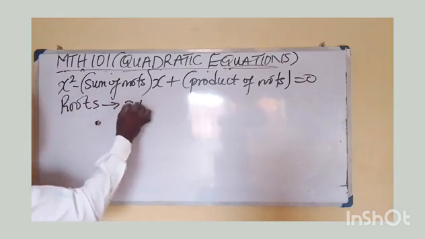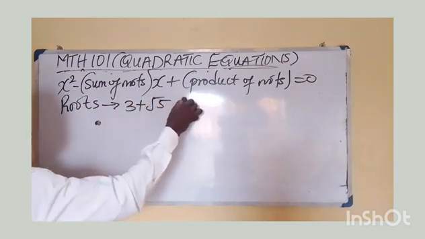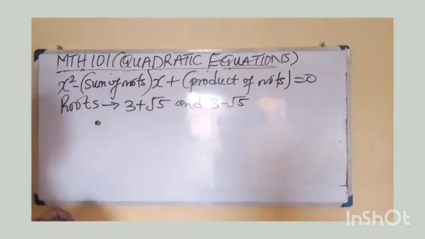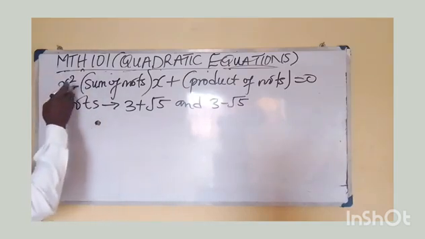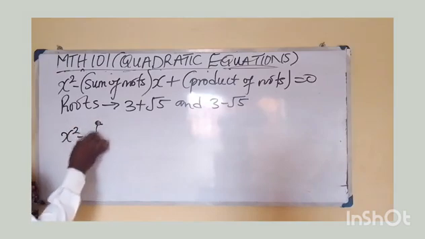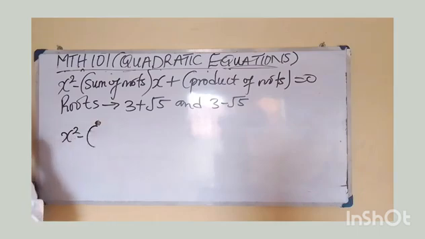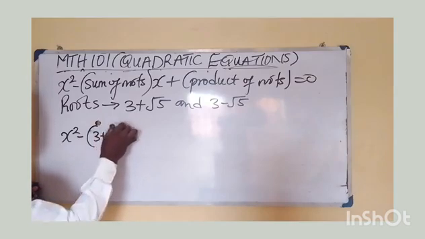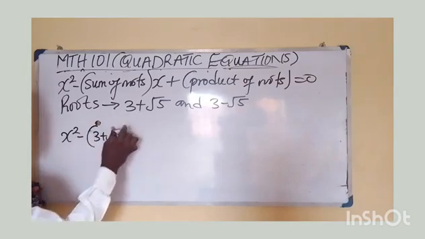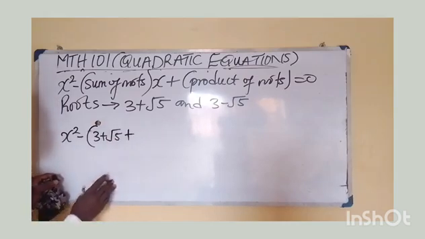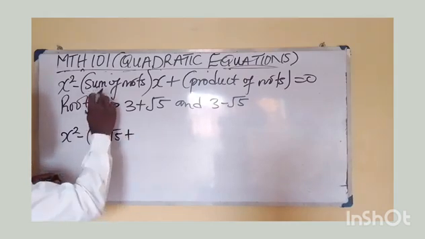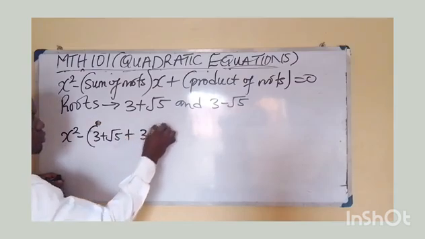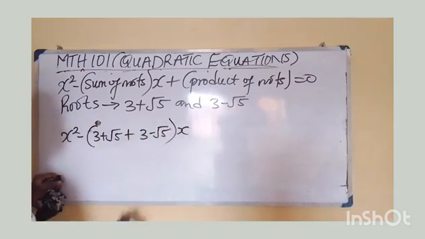Now if, for example, we are given the roots to be 3 plus root 5 and 3 minus root 5, we need the sum of roots and the product of roots. So I'll bring it down. x squared minus the sum, and sum means plus. That is 3 plus root 5 plus 3 minus root 5, then x, don't forget your x.